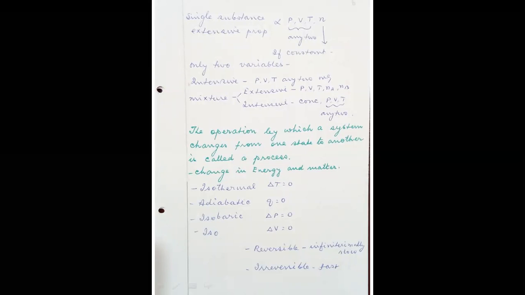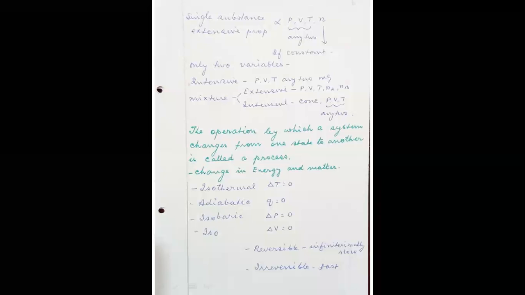If it is a mixture, then for extensive property, pressure, volume, temperature, any two of them, and then the number of moles of A, the number of moles of B have to be mentioned. For an intensive property, any two of the pressure, volume, temperature, and then the concentration, because when the composition changes, the intensive property changes. Say, for example, I want to explain here. See, the extensive property is independent of the quantity.